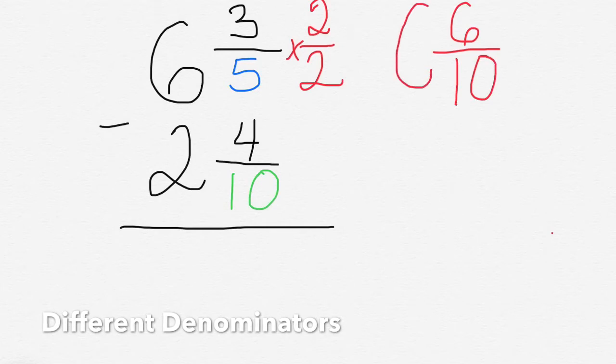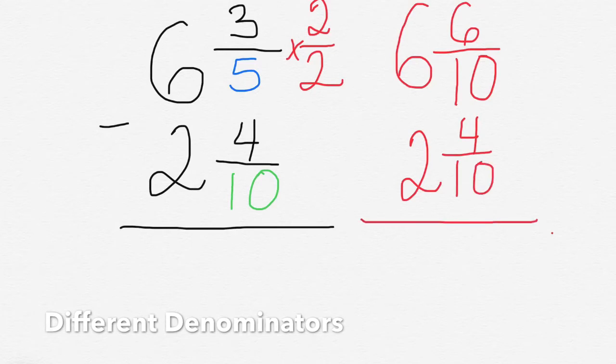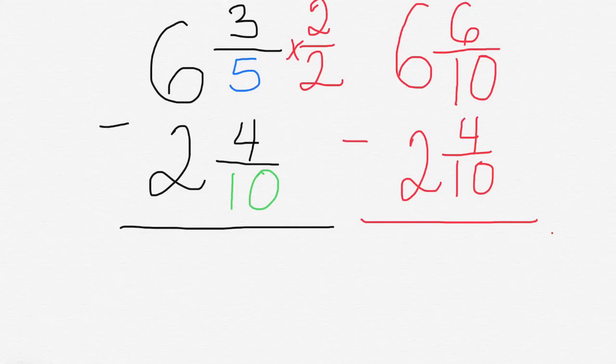And then I'm also going to bring over my whole number. And I will move over my other mixed fraction to subtract. So now my denominators are the same, 10, and I can subtract my numerators. And I would get 6 minus 4 equals 2 over 10. And then my whole number, 6 minus 2, would give me 4.